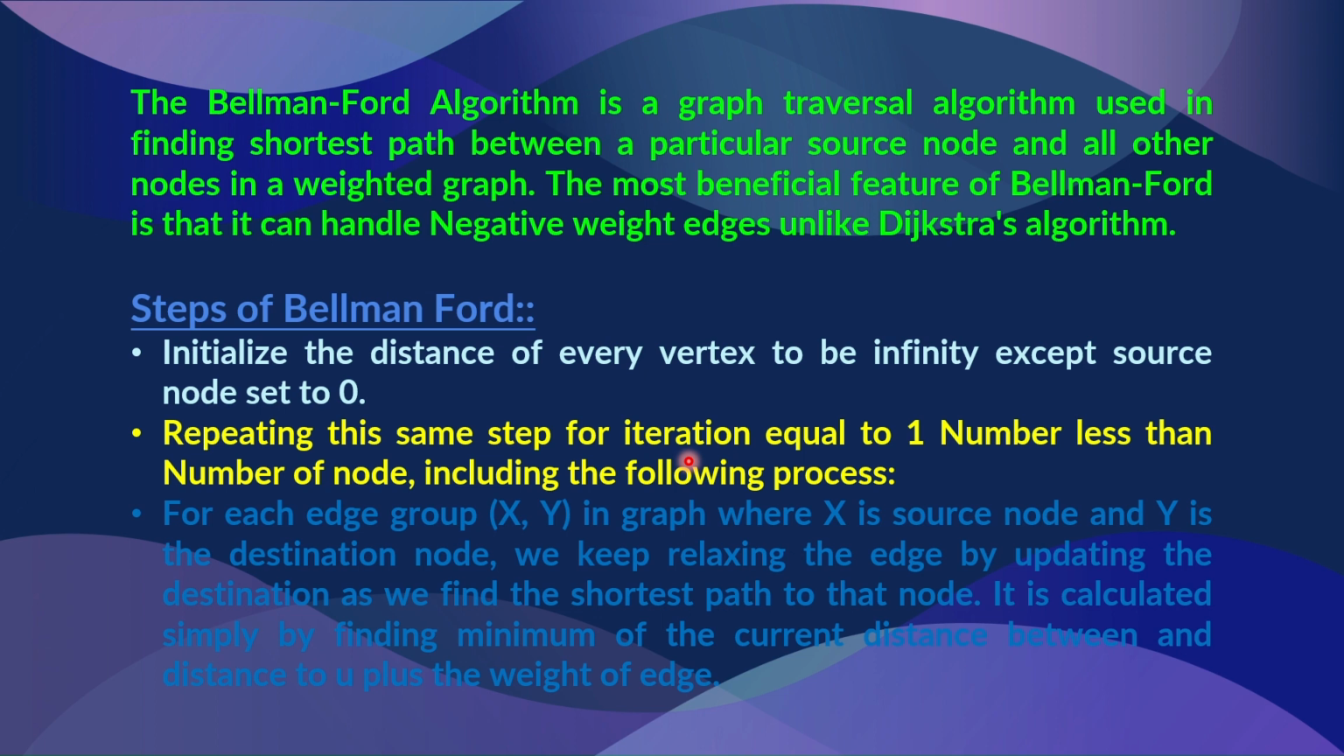So the process is for each edge (x, y) in the graph, where x is the source node and y is the destination node, we keep relaxing the edges by updating the destination as we find the shortest path to that node. So basically, while traversing, you need to update the edges to the shortest path you can find. And thus, by traversing in only one particular direction, it becomes more efficient. It is calculated simply by finding the minimum of the current distance and the distance to u plus the weight of the edge.